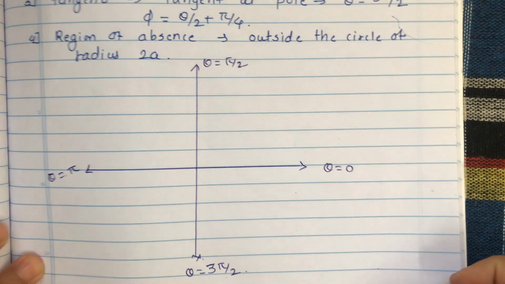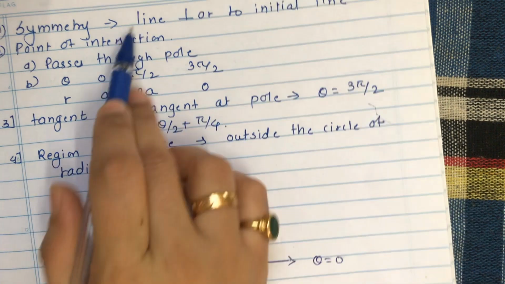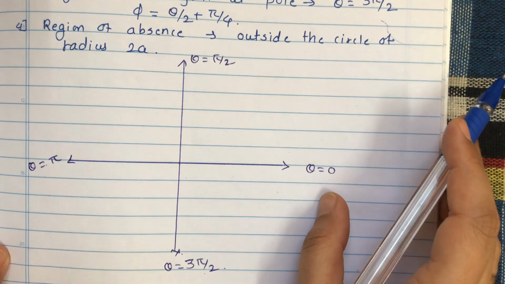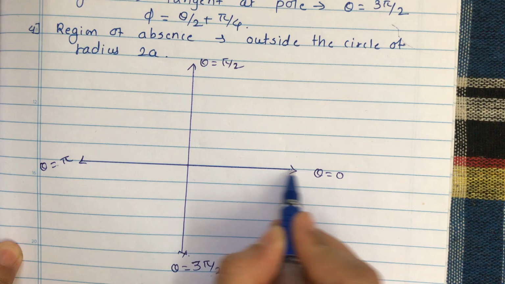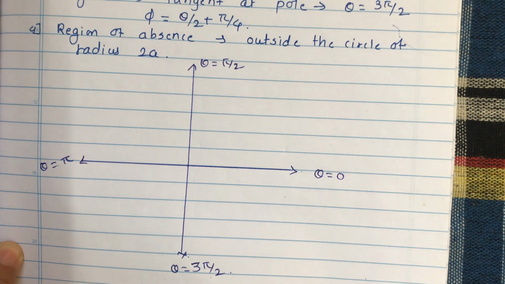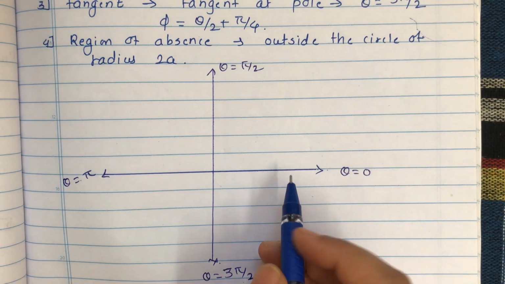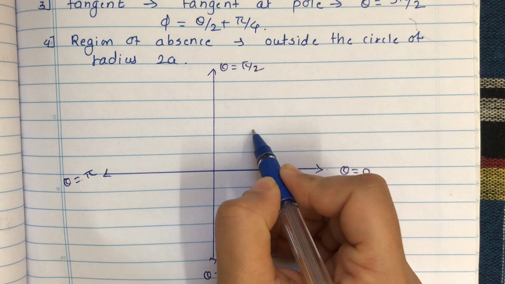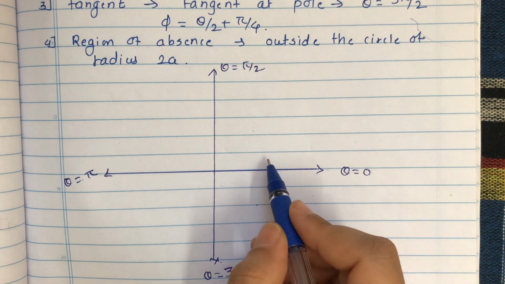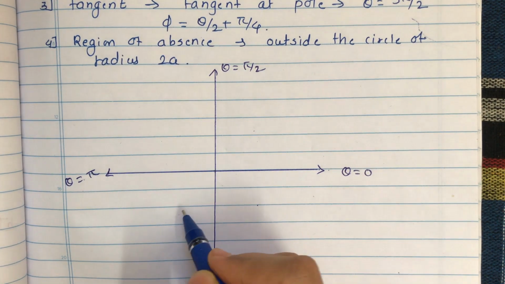Now we will check symmetry, right? This curve is symmetric about the line perpendicular to the initial line. So you can see this is the initial line and this will be a line perpendicular to the initial line. That means we need to draw in the first quadrant and fourth quadrant only, because using this symmetry we can draw the second and third quadrant.